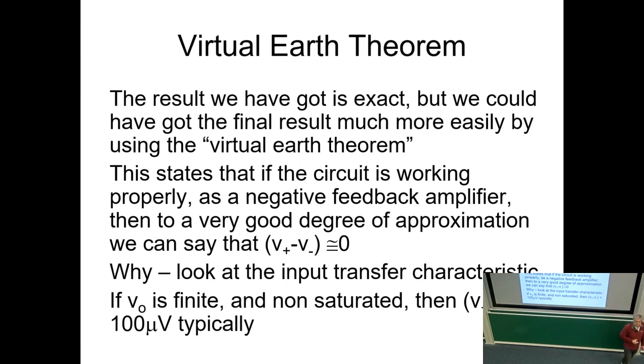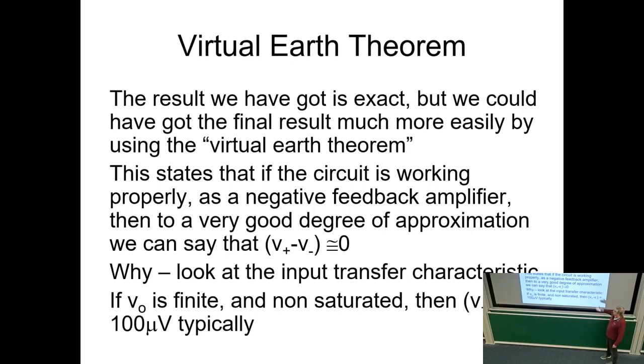And we said there that if the circuit is working properly as a negative feedback amplifier, then to a very good degree of approximation, we can say that V plus minus V minus is approximately equal to naught. So the difference of the voltage of the input pins is very close to 0. And we did some work last time where we actually worked out an equation for the value of V plus minus V minus in this amplifier configuration. And we worked out that even for all kinds of signals going in, it's going to be a few microvolts, which first of all says we're allowed to use our linear theory because we're in the linear range of operation of the op-amp. And also it means that a few microvolts is pretty close to 0. So this is sort of stating that in those terms.